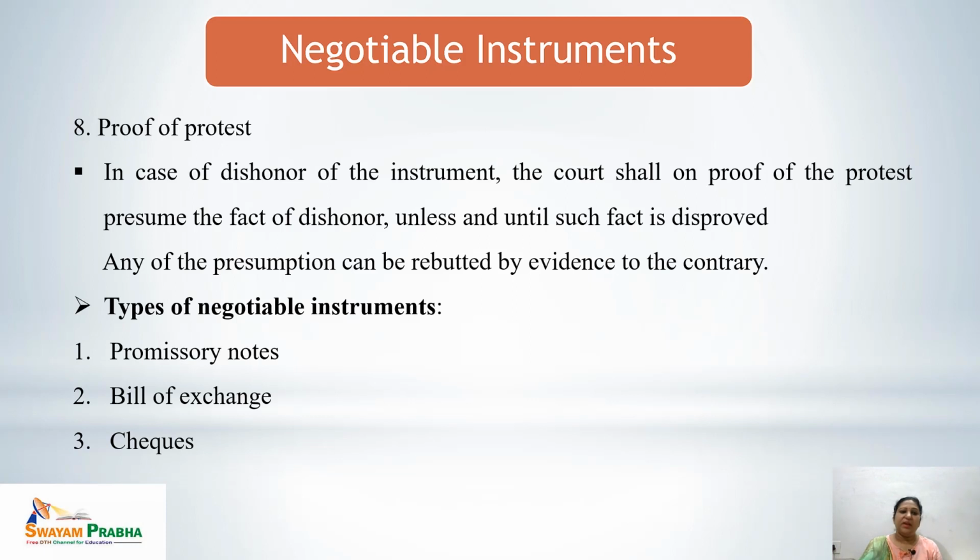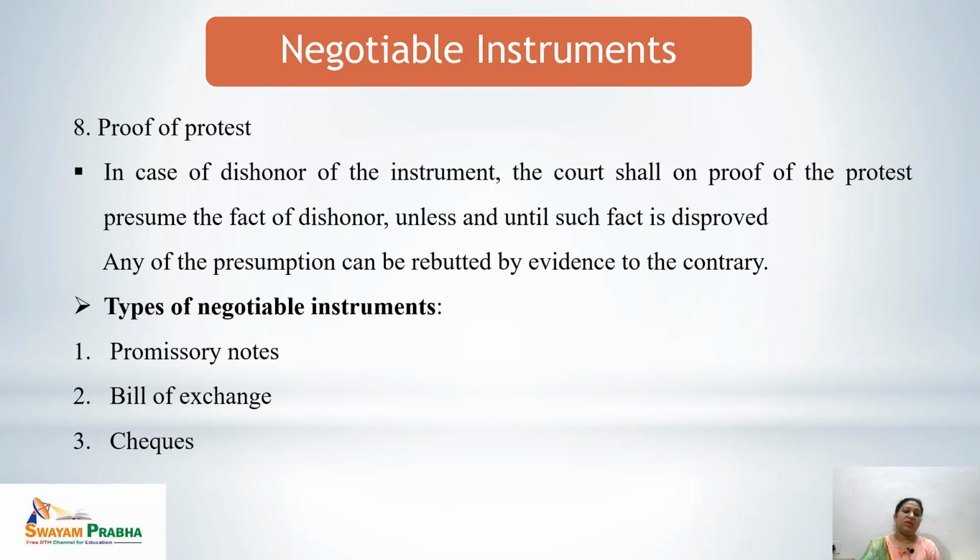Proof of protest. In case of dishonor of the instrument, the court shall, on proof of protest, presume the fact of dishonor, unless and until such fact is disproved. So basically, these presumptions are there, and these are presumed by the parties involved. But any of the presumptions can be rebutted by evidence to the contrary. So when any agreement regarding negotiable instruments is made, it is presumed that all the conditions discussed above are present in the negotiable instruments.